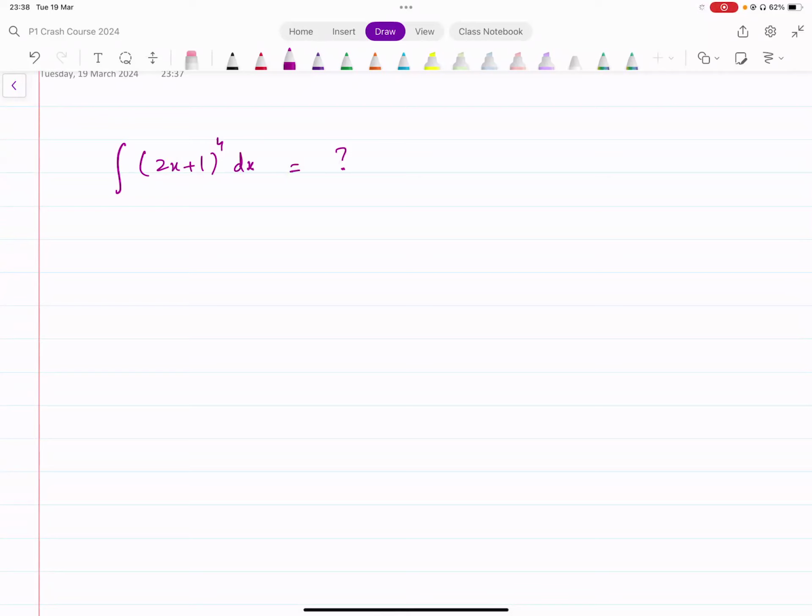How would you do this now? 2x plus 1 whole raised to power 4. You want to integrate it with respect to x. Now, this does not follow that earlier rule. Earlier, we just said x raised to power n becomes x raised to power n plus 1 over n plus 1, right? How do you integrate this expression? Now, remember how did we use to differentiate such expressions?